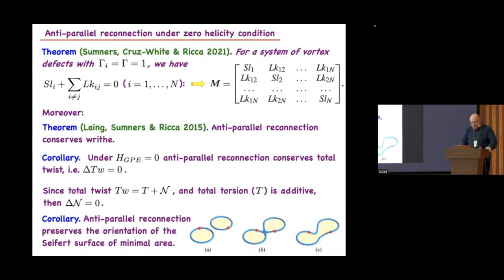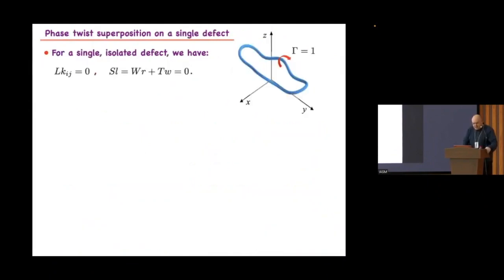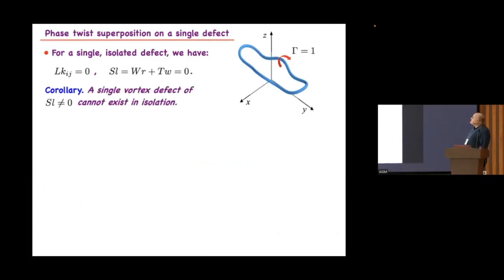Okay, now I move to the last topic, and that is considering one single defect. And this is done in the laboratory with a lot of difficulties, but has been done recently. And so we have one single defect. Linking number is 0. There are no other defects, but the self-linking is equal to 0. So the immediate consequence of this is that a single vortex defect of self-linking different from 0 cannot exist in nature.